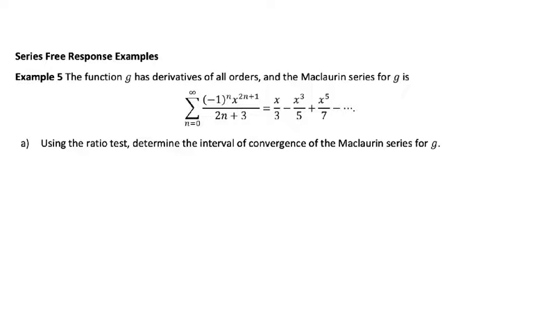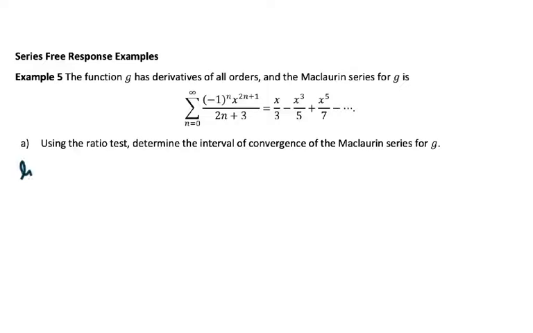So the first thing it wants us to do is use the ratio test to determine the interval of convergence of the Maclaurin series for g. So this is going way back to day 1 when we first talked about power series and finding the interval and radius of convergence using the ratio test. So let's go ahead and set it up.